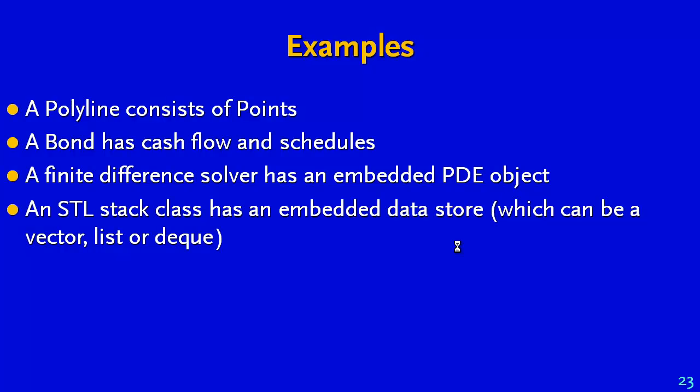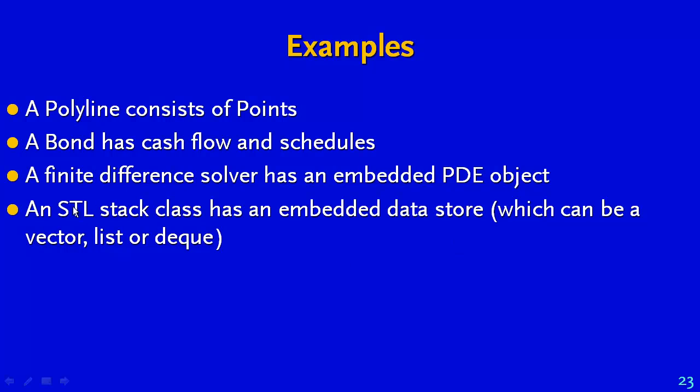Now here are some examples of aggregation. Think of a two-dimensional point we've programmed already. A polyline consists of a number of points. A bond class has cash flows and schedules. So it's got a whole bunch of dates and a whole bunch of cash flows according to each date. So it's an aggregation. Finite difference methods always pertain to a PDE. So the finite difference object has a pointer, as it were, to a PDE object. In other words, the PDE object is embedded in the finite difference method.